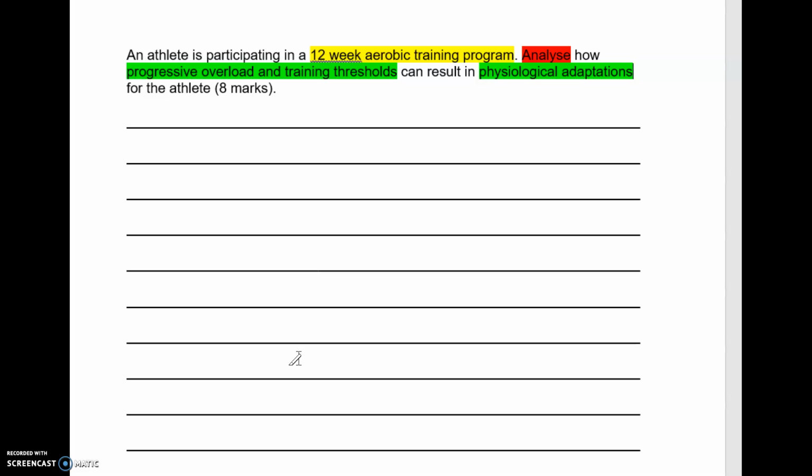I have given you all a sample response. You will see in that sample response that I've answered the question in the first sentence by stating that it is an aerobic training program, and through that there will be a number of changes in the body, which are physiological adaptations. However, it is asking you to specifically link these to principles of training: progressive overload and training thresholds.